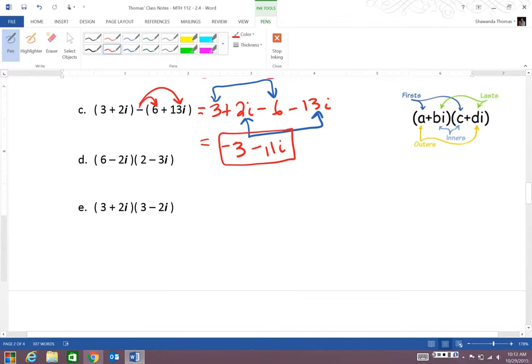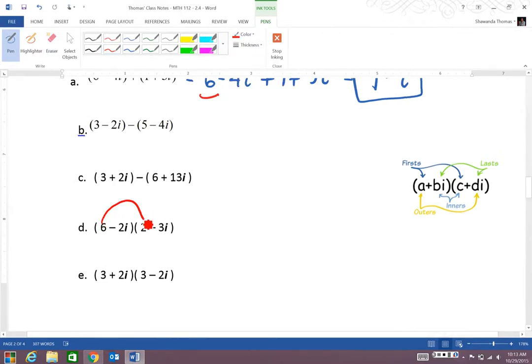So hopefully by now you understand that that's very easy, similar to adding like terms. Now let's move on to multiplying complex numbers. So here is an illustration of how you multiply. Notice it's the same thing as FOILing, because we are multiplying 2 terms times 2 terms. So we're going to do the same thing as with regular numbers. We're going to FOIL.